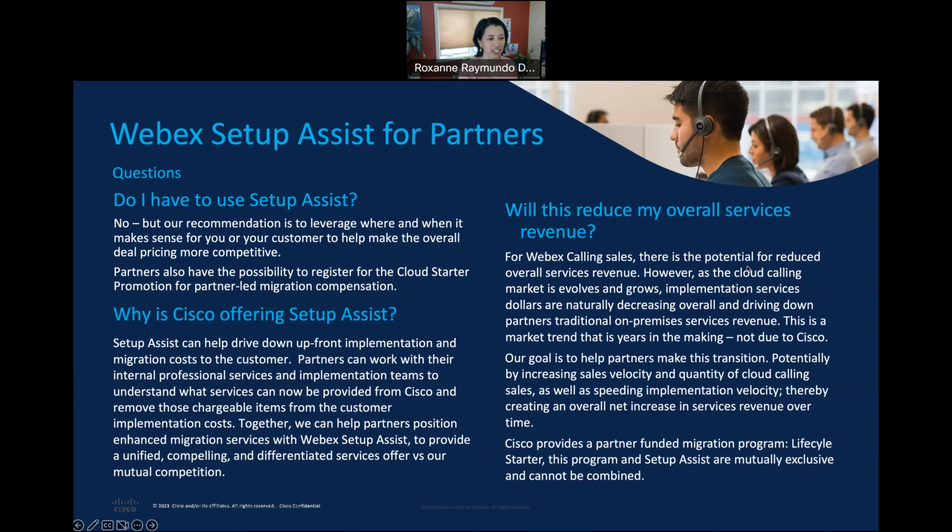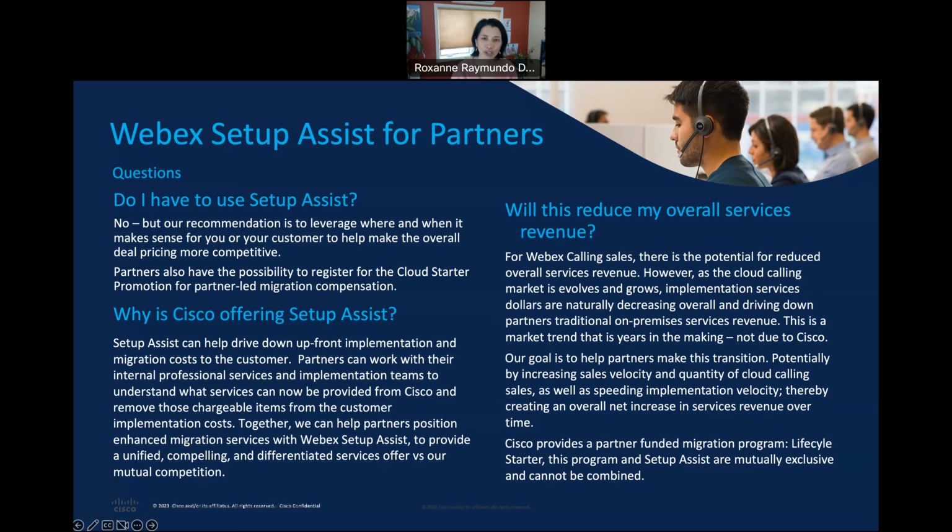One of the questions I get often is, do I have to use Setup Assist? No, Setup Assist is not required. However, our recommendation is to use it where and when it makes sense, especially in competitive situations. Why are we offering Setup Assist? I think to stress again, the goal of the program is not to take money away from our partners. We are really working to increase penetration in cloud calling and trying to be as competitive as possible.